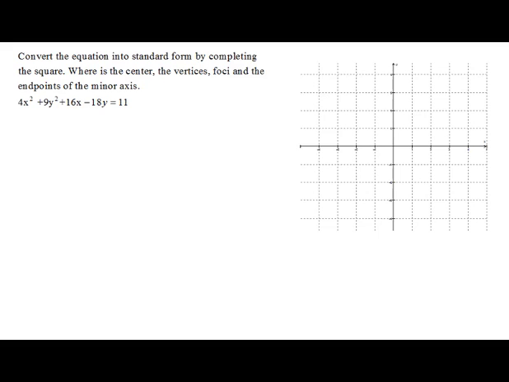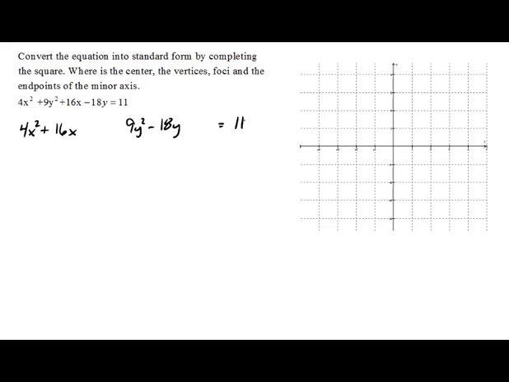Okay, convert the equation into standard form by completing the square, where the center, the vertices, foci, and endpoints of the minor axis. So this will be an ellipse, and to convert it into standard form, we need to complete the square on the variable. So what I'm going to do is group the variables in descending order. So I got a 4x squared and a plus 16x, and then I'm going to group the 9y squared and the minus 18y, and then I'm going to keep the 11 on the other side.